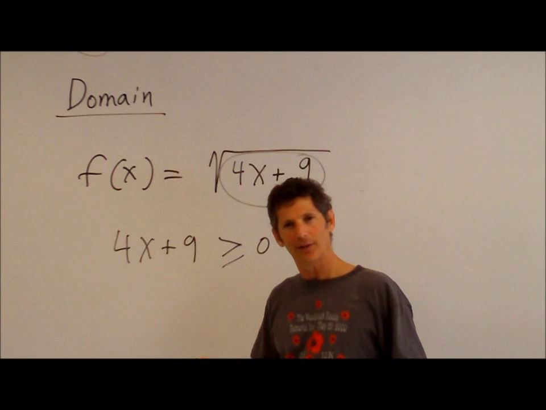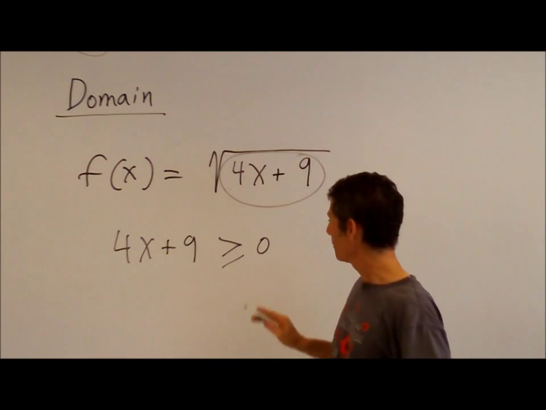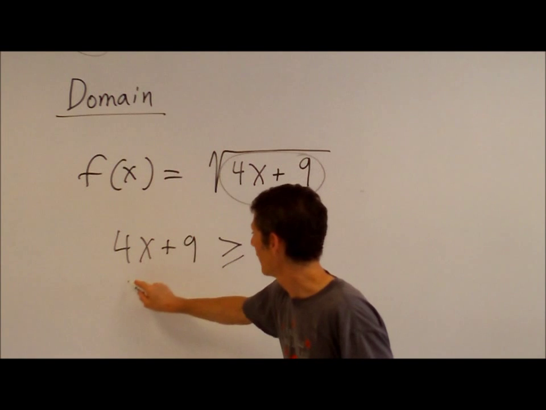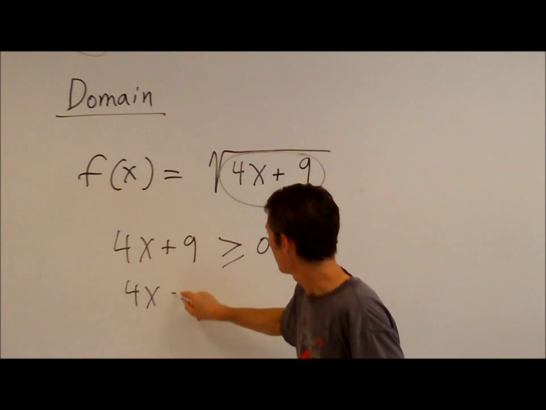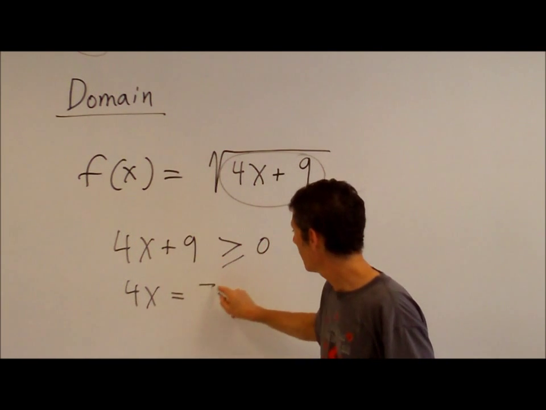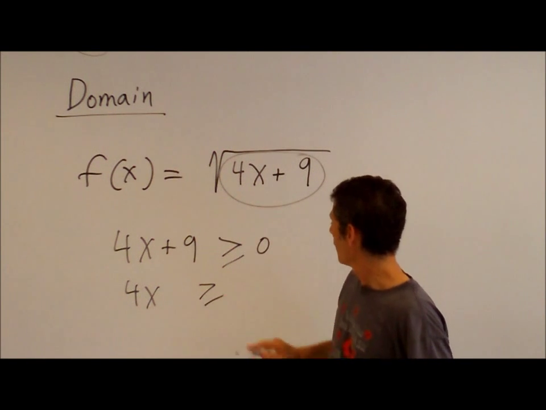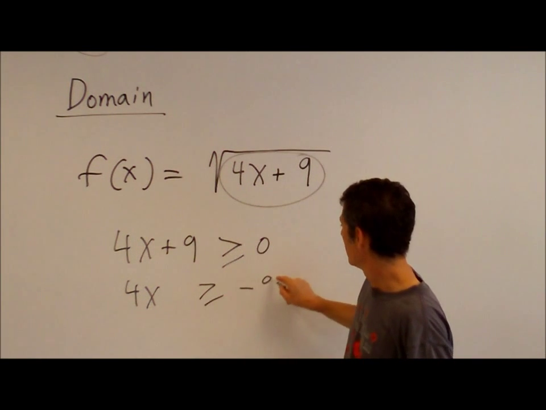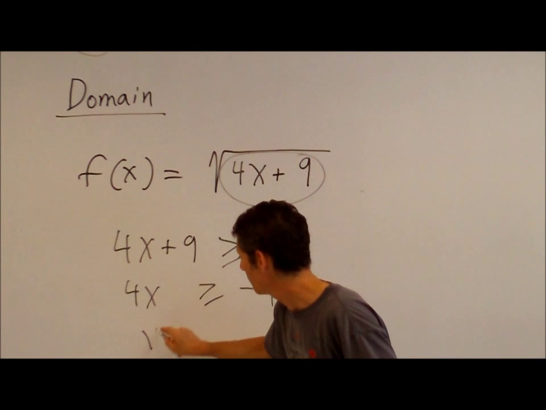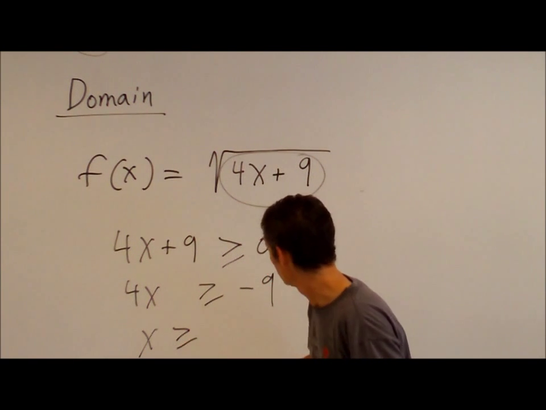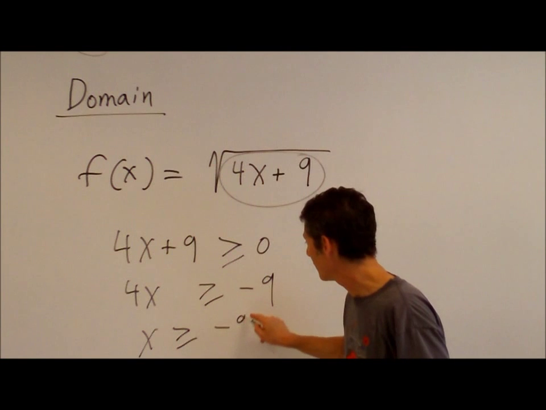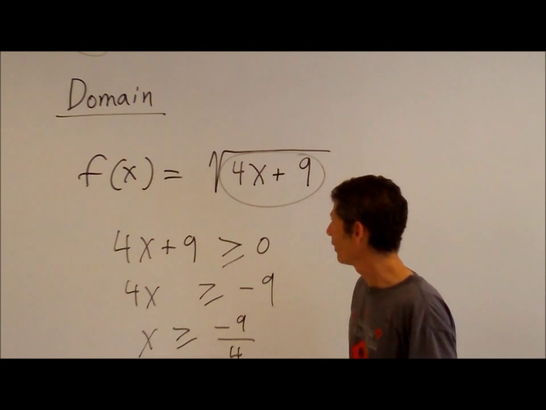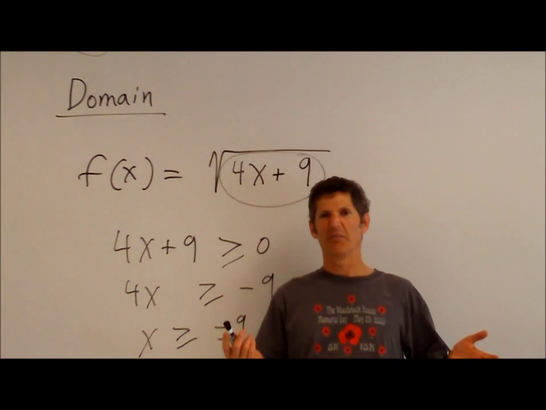Can I just say that? I think you should. Okay, that's beautiful. So I think I can just solve for x now. I have 4x greater than or equal to, I'm just going to subtract the 9, negative 9, and I'll just divide by 4. So I have x is greater than or equal to negative 9/4. That's my domain. I am done.